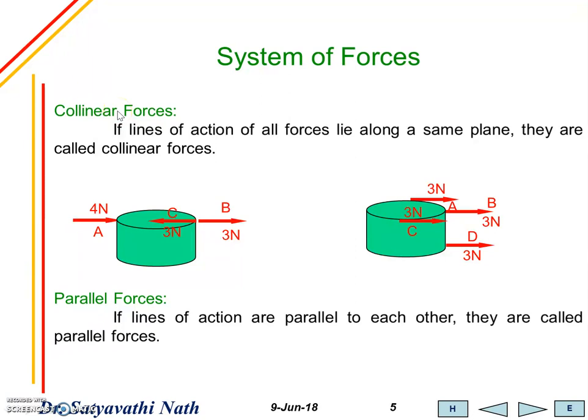Next type of force system is collinear force system. From the name we can understand collinear means all the forces act along the same line. Here you see in the first example, even though their directions are different, their lines of action are along a single line. That means these three forces can be called as collinear forces. Here in the second example, these forces are acting in the same direction along lines of action parallel to each other. So they are not along a single line of action. So these forces are called as parallel force system.